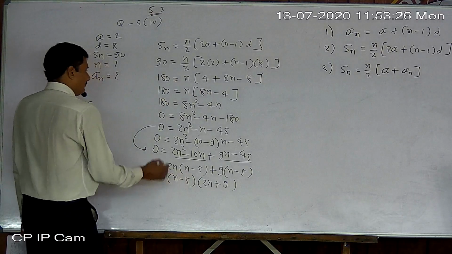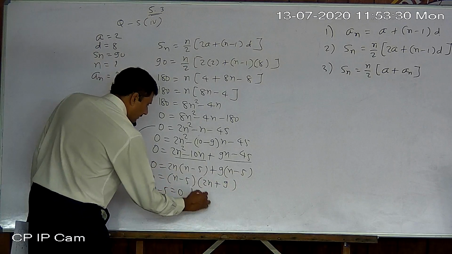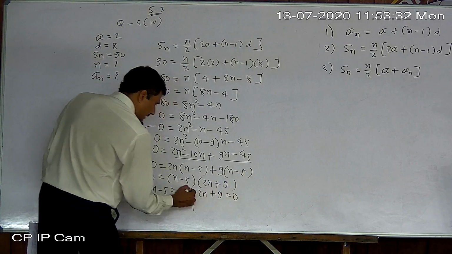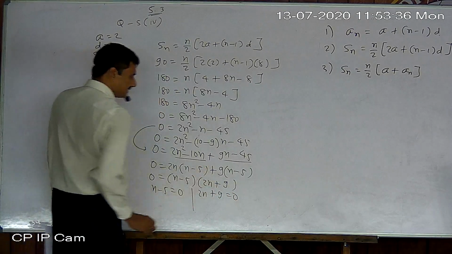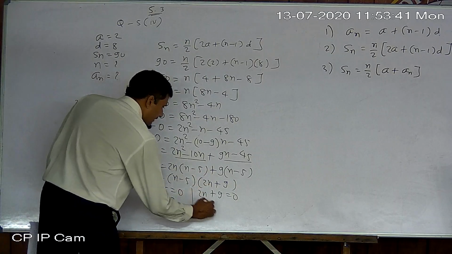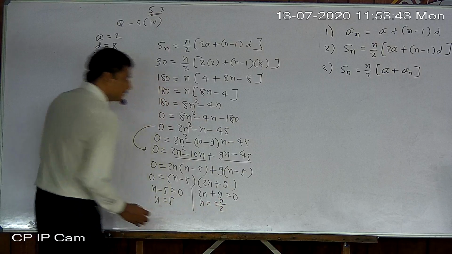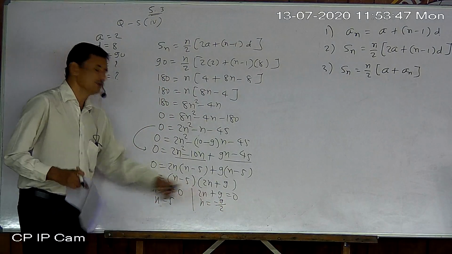Now compare with 0. 2n plus 9, okay, right here. Either the first bracket is 0, otherwise the second bracket is 0. So n equal to 5, and here n equal to minus 9 by 2. n equal to 5 and n equal to minus 9 by 2.